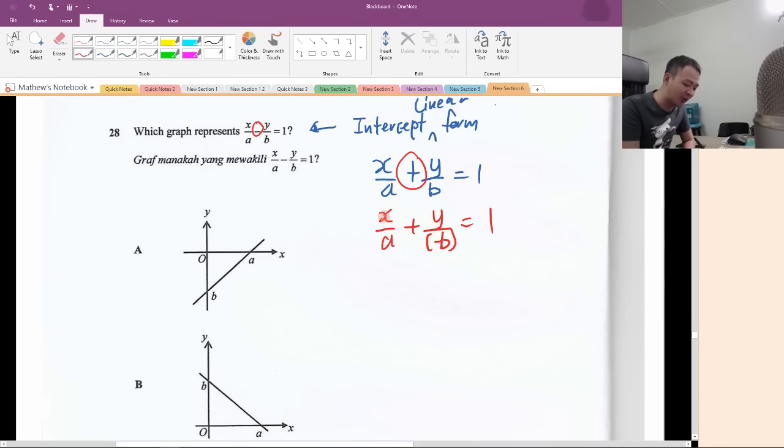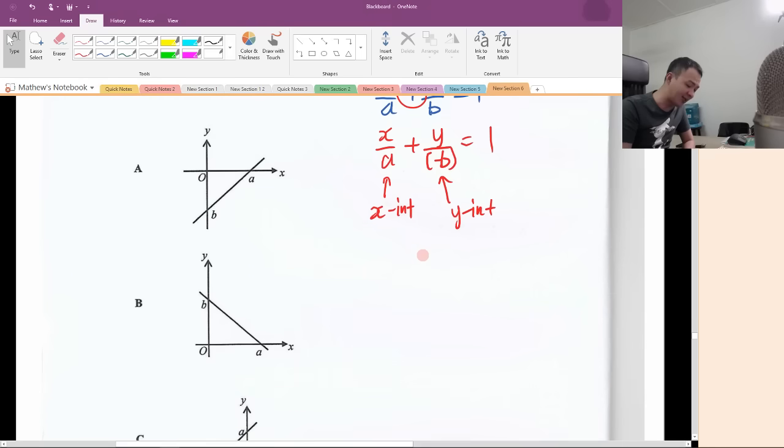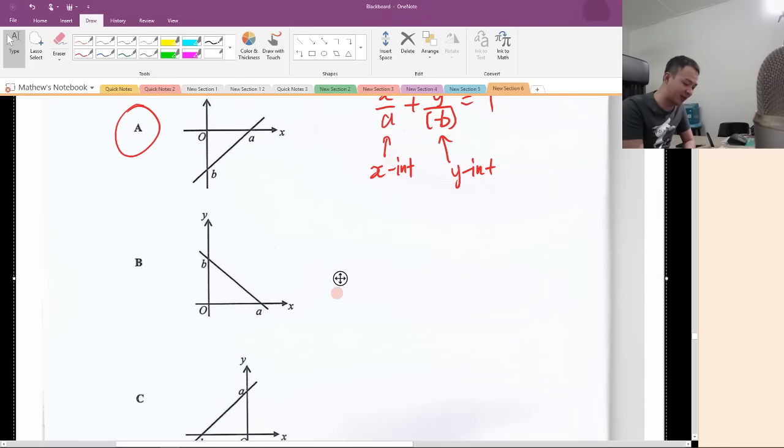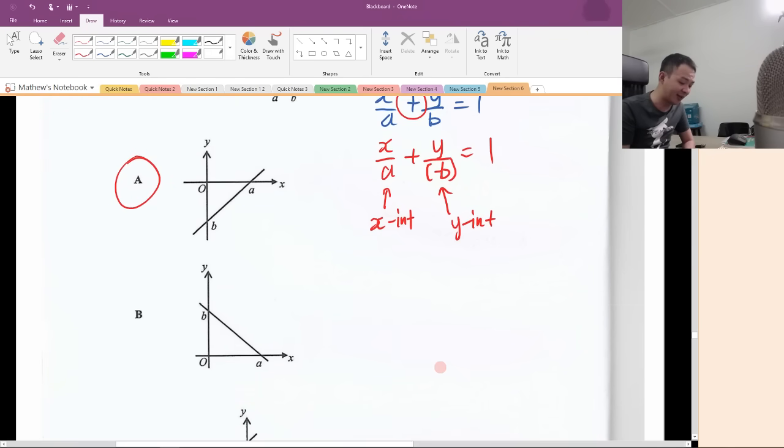Because below the x here, this one will be the x-intercept. And below the y here, this one will be the y-intercept. So the x-intercept must be A, and the y-intercept must be negative B. So this is the value. Supposedly they have to show negative B, but the question doesn't show. Yeah, because this is a positive B, right? So this is a negative B, so the answer will be A.